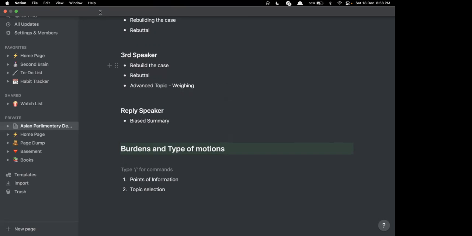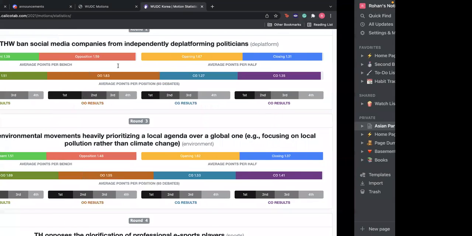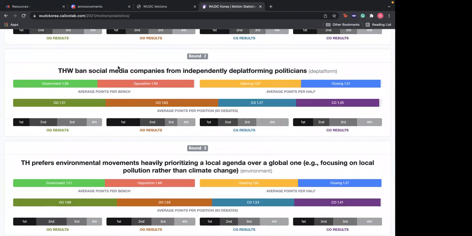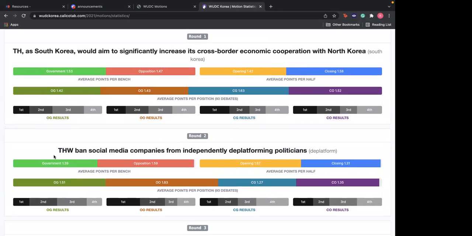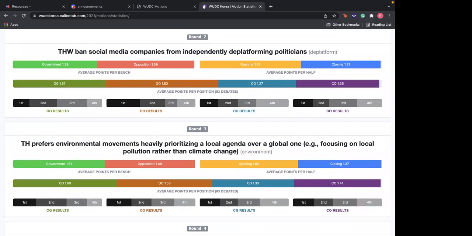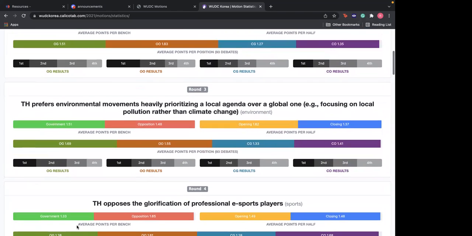If I take you back to the motions tab, you will see multiple different motion types. What do I mean? For example, you see this house as South Korea would aim to do something. You see this house would ban something. You see this house prefers something. Or this house opposes. So these are different types of motion, which means it's not going to be one type of motion. You have to deal yourself with different types of motions.